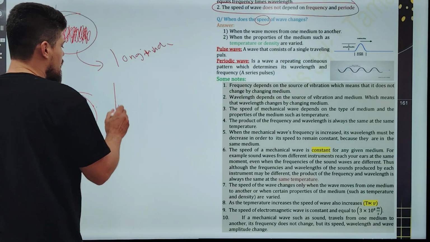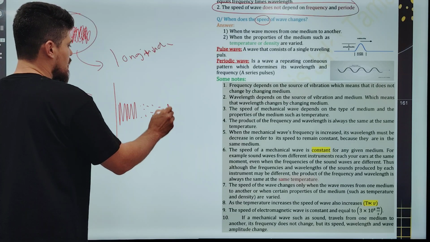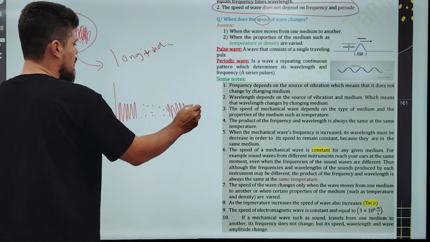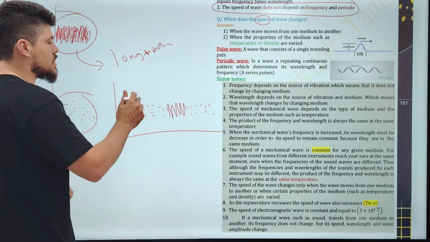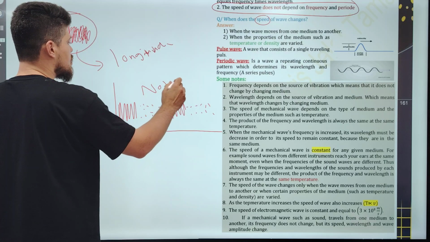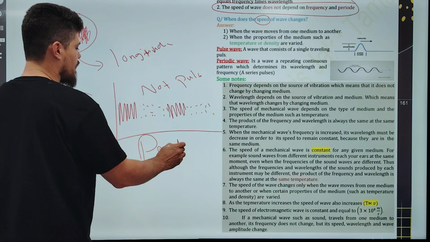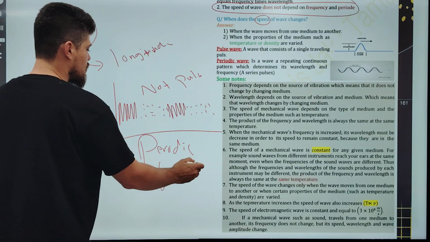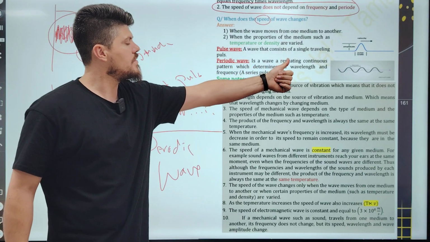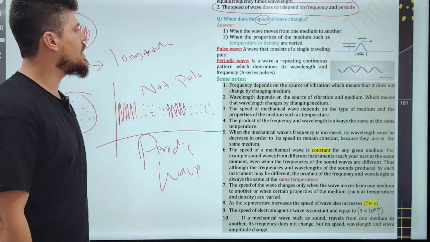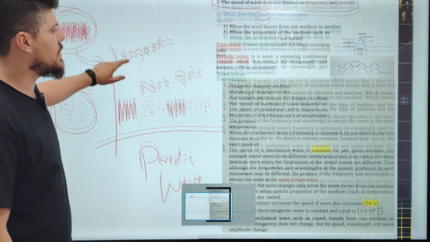But if you see many compressions with many rarefactions, can we say this is a pulse? No, this is not a pulse wave, but this is a periodic wave. So this is the difference between pulse wave and periodic wave. A periodic wave is a wave repeating a continuous pattern which determines its wavelength and frequency, a series of pulses.